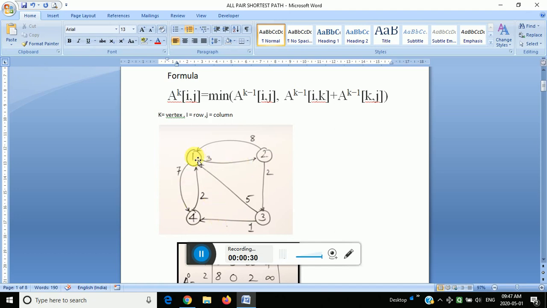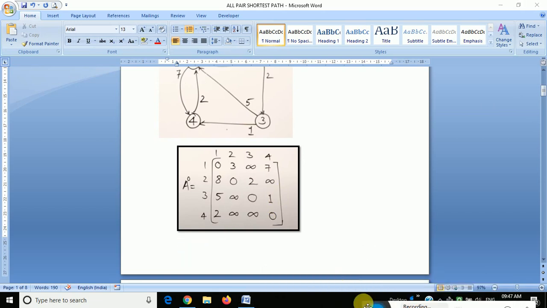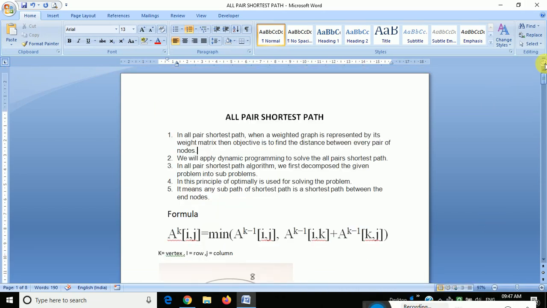So how many vertices are there? 1, 2, 3, and 4. So what we have to do: as there are 4 vertices, we have to make 4 matrices. Matrices in the sense like this. This is just like a matrix, that is the A of 0 matrix. I'll explain you how to do that.